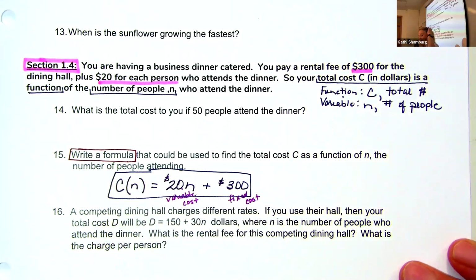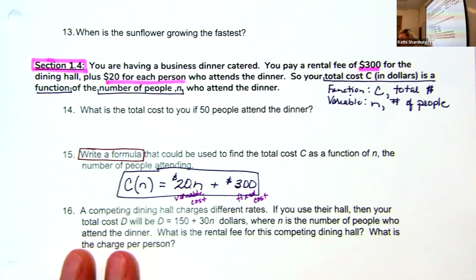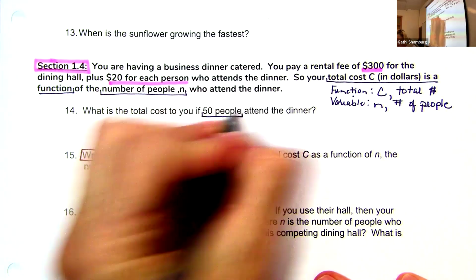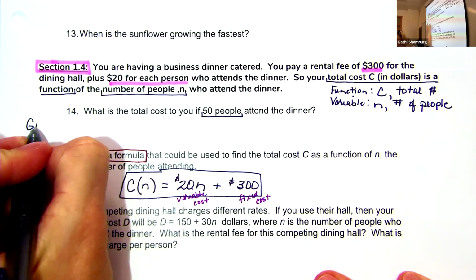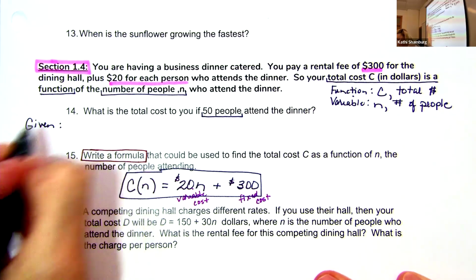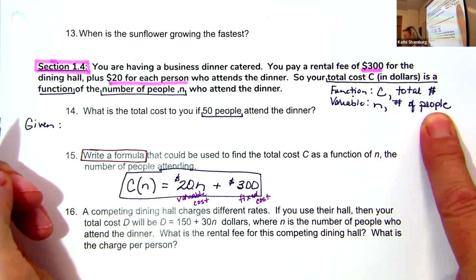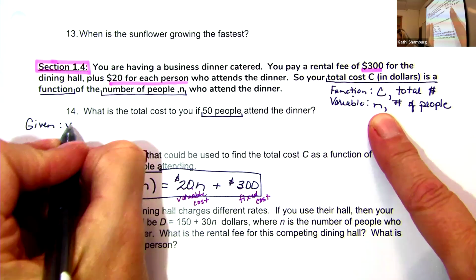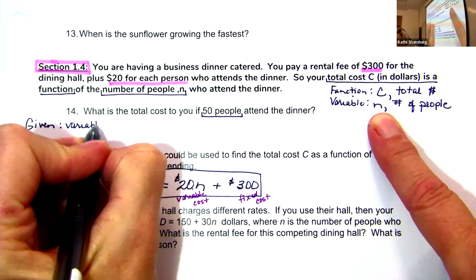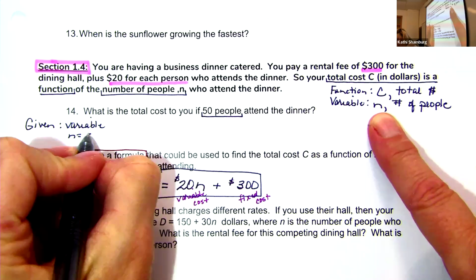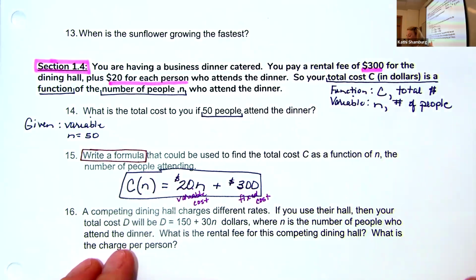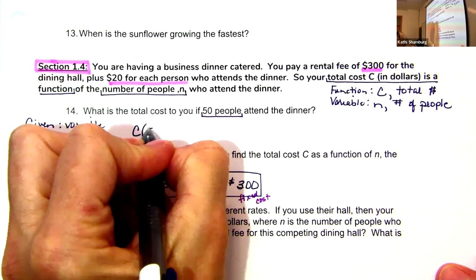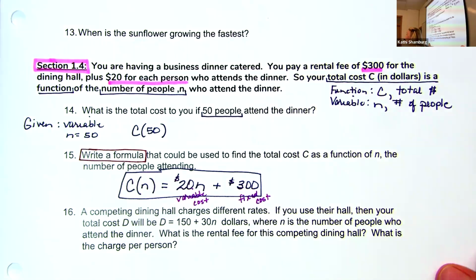All right, so now we're going to go back up to 14 and it says, what is the total cost if 50 people attend? So here's the value that was given. Were we given the function or the variable? Variable is people. 50 people. People goes with variable. So we were given the variable, which is N equals 50. How do I write that in functional notation? So if it asks you for functional notation, that's all you would write.